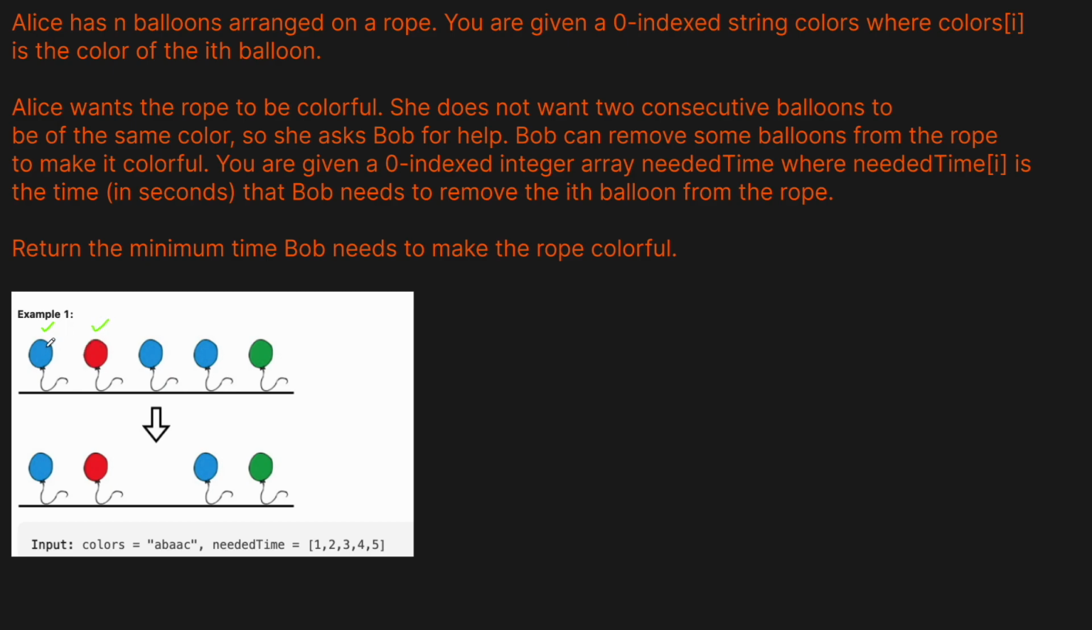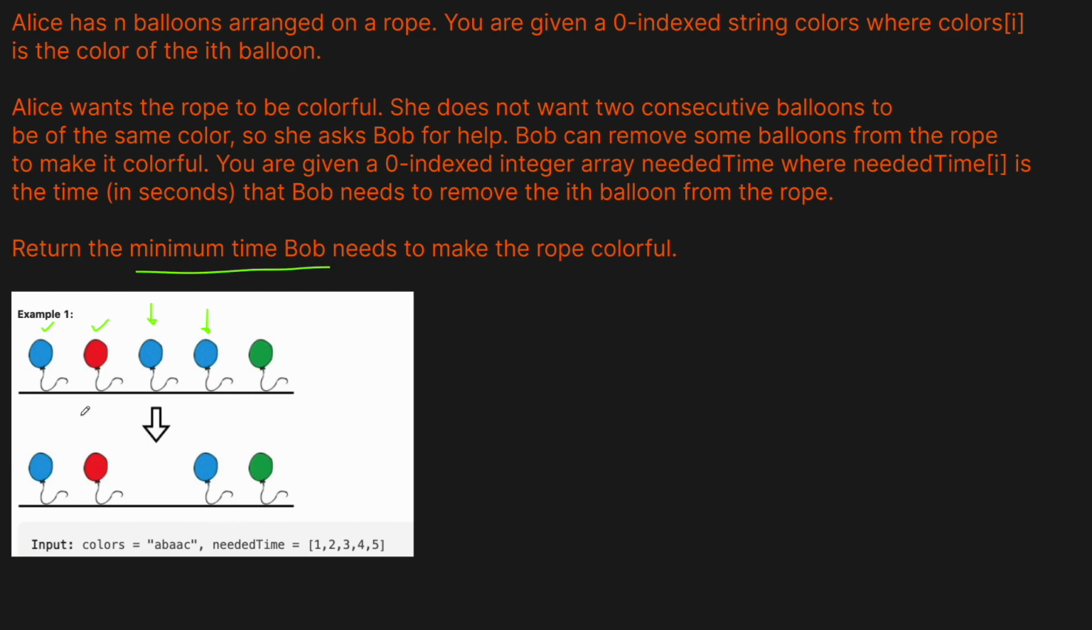To its left is a blue balloon, and to its right is a blue balloon, which is fine because we don't want two balloons of the same color to be next to each other. So this one is where we start having problems, right? This blue and this blue are problematic because they're next to each other, so we have to get rid of one of them. So obviously we're looking for the minimum time that we need to remove these balloons.